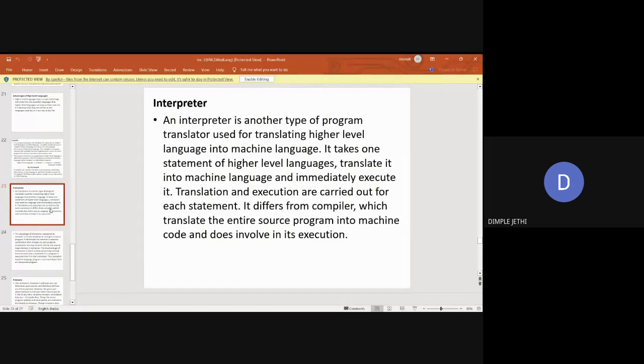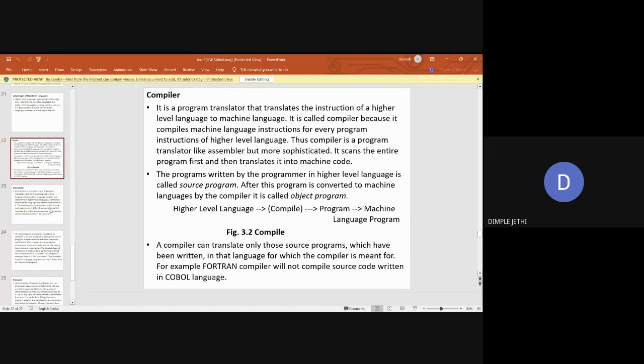Now what is the difference between these two? Compiler means which will compile your whole program at once. It will read the whole program and then convert it into the machine language. But what is interpreter? Interpreter will also convert your program into machine language, but line by line. It will read one instruction, then convert it into machine and execute that. Then it will read the second instruction, convert into machine, then execute that. But compiler will read the whole program, convert it into what we call object code, or machine code, and then run the entire program.